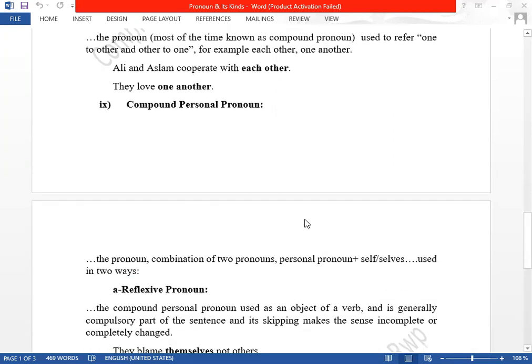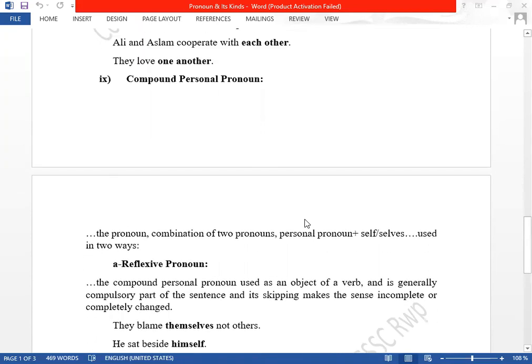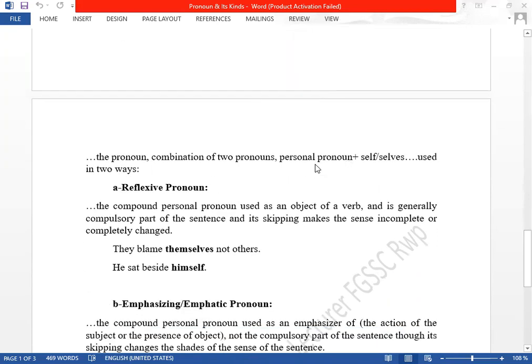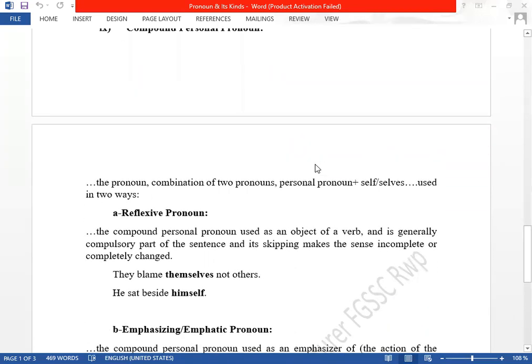Compound personal pronoun. The last type of our pronoun is compound personal pronoun. Compound personal pronouns are made by adding self or selves to a personal pronoun. Any pronoun that is a combination of self and a personal pronoun is called a compound personal pronoun. For example, himself, themselves, myself, yourself, yourselves. All these are compound personal pronouns.